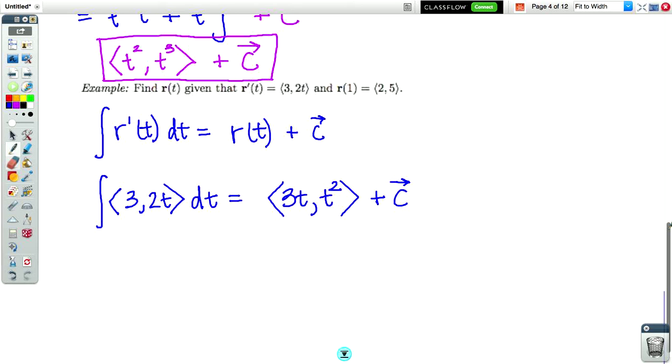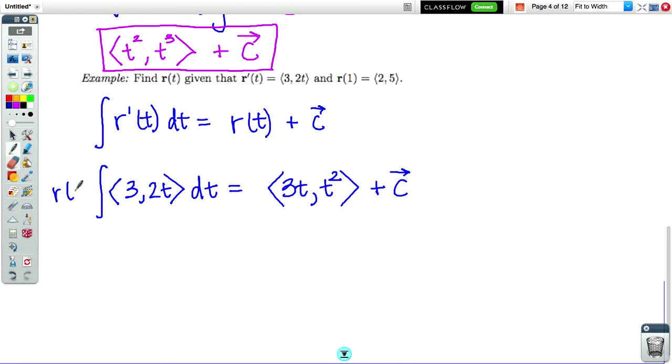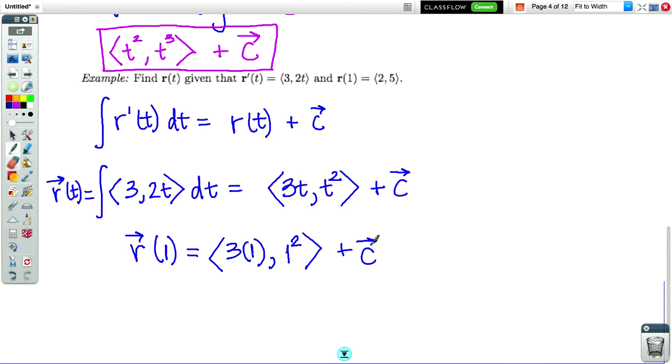All of this stuff that I'm finding here is r of t, the vector r of t. The only way that I can find the constant vector is if I'm given some initial condition, which I am. So I know that r of 1 is 2, 5. So I know that when I plug in 1 here, and I have plus some constant vector, I need to get to 5 according to my initial condition.